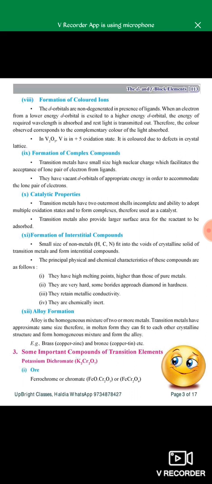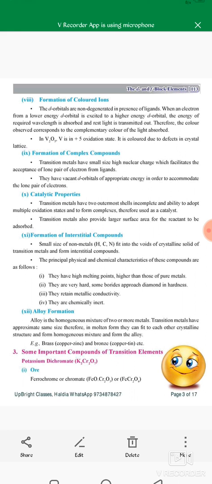The ninth property is the formation of complex compounds. They have very small size and high nuclear charge, which facilitate the acceptance of lone pairs of electrons from ligands. They have vacant d orbitals of appropriate energy in order to accommodate the lone pairs of electrons.